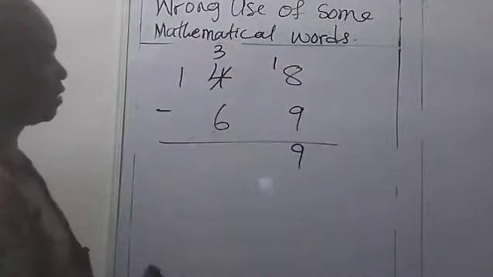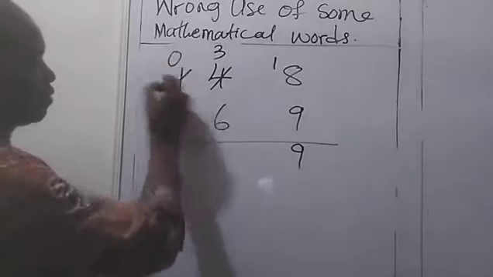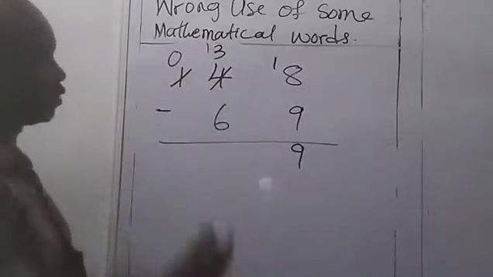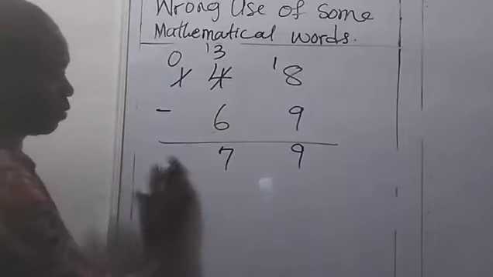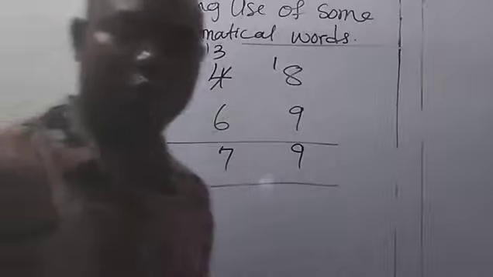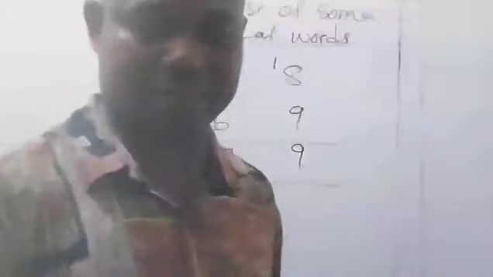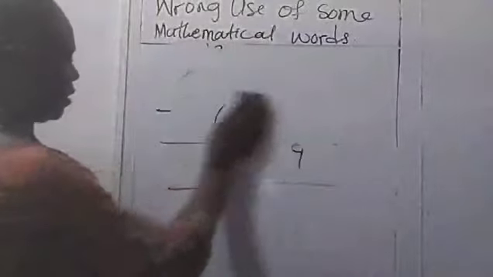Okay. The next thing is 3 minus 6 is not possible. So I can take from 1 and I have 0. So I have this, right? So 13 minus 6 will give me 7. Then we have 0, so I don't need to write this 0. So the answer is 79. So instead of using the word borrow, we use what? Take. Please, let's take note of that. We use the word take.